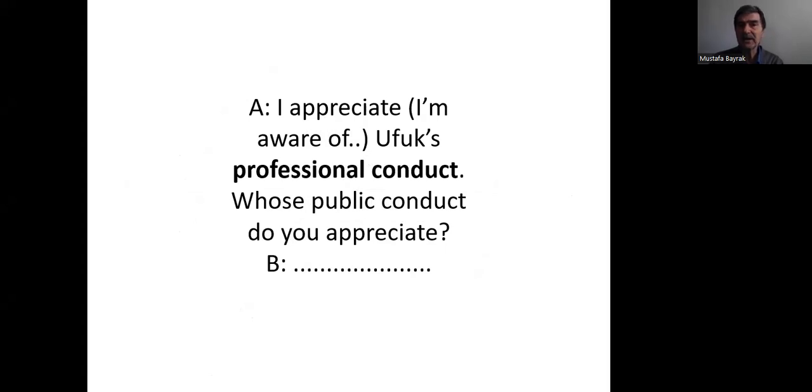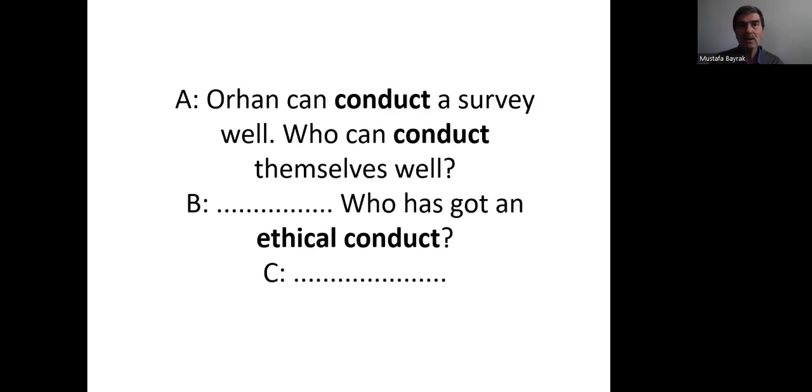A, I appreciate means I am aware of. I appreciate Ufuk's professional conduct. Whose public, as a noun, whose public conduct do you appreciate? I appreciate Fatma's public conduct. Okay. Orhan, as a verb, Orhan can conduct a survey well. Who can conduct themselves well? Yasemin and Mahmud can conduct themselves well.